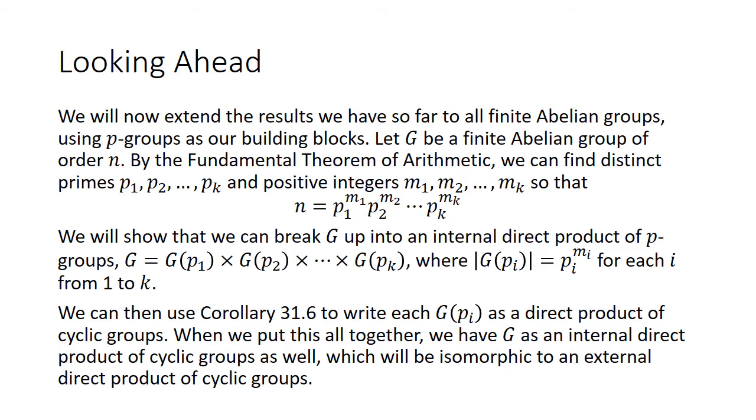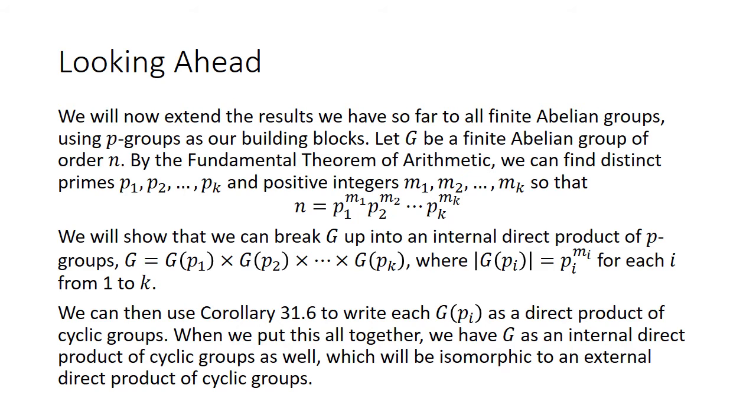And then what we will show is that we can break G up into an internal direct product of p-groups. Remember, those are just groups that have the order being a power of p. We're going to break G up into an internal direct product of p-groups, and those p-groups are going to be G of p1, G of p2, and so on up through G of pk. So we're going to do the internal direct product of all of those, where the order of each of those little p-groups is going to be pi to the mi for each i from 1 to k. Okay, so that is going to make up the whole group.